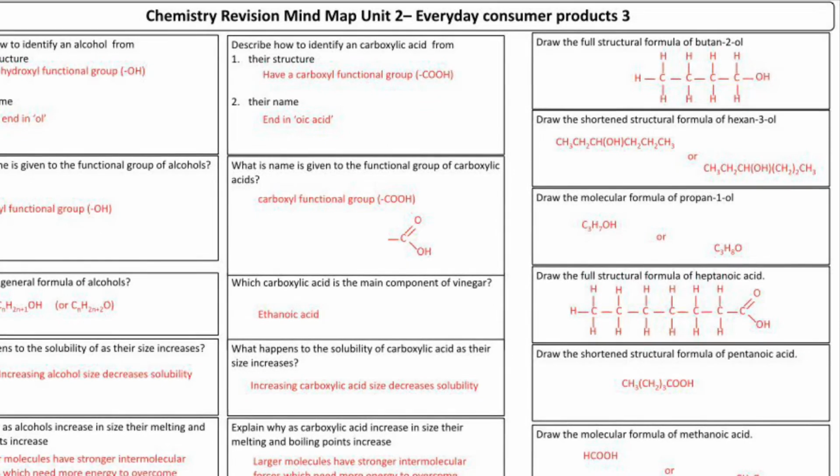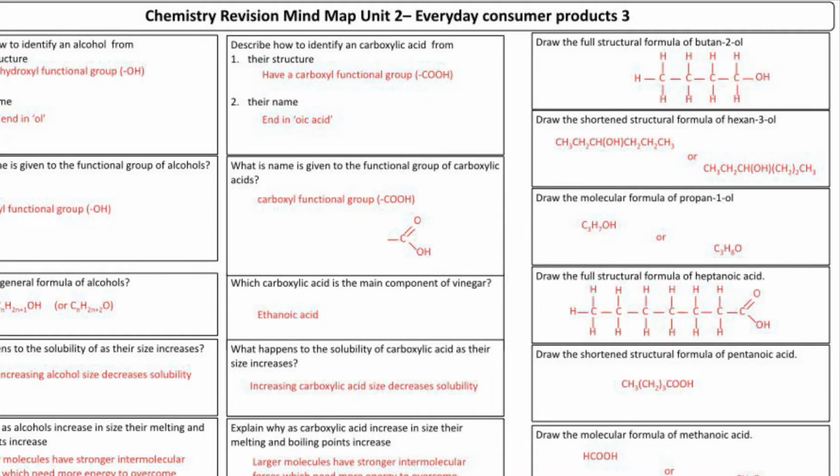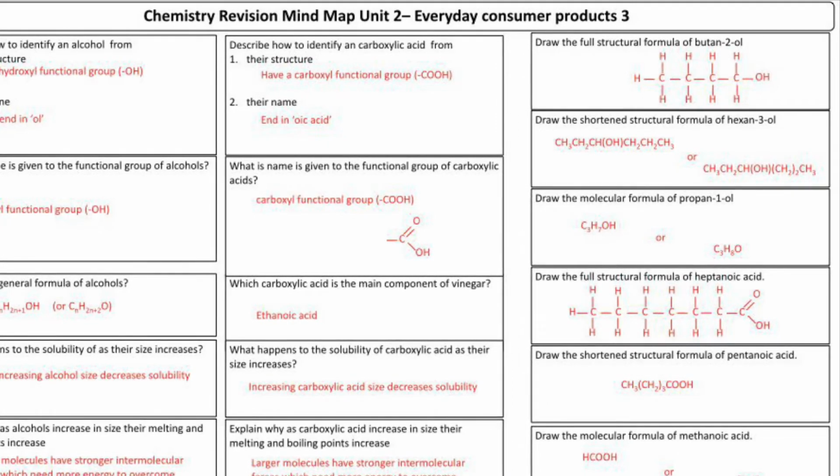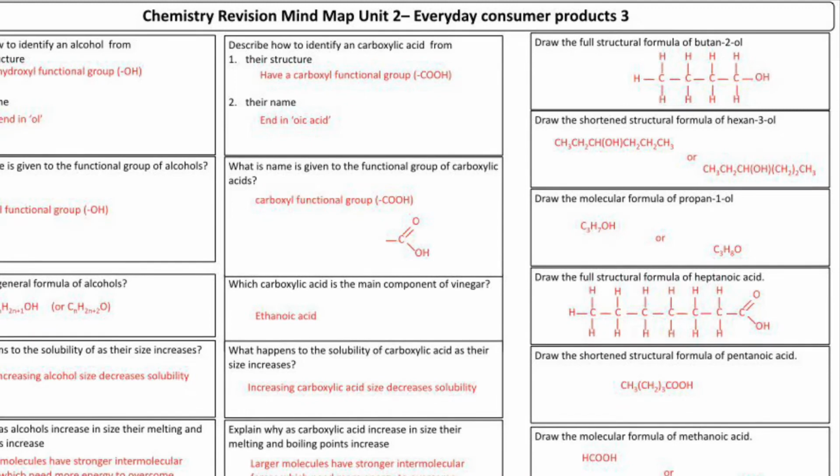Carboxylic acids have a carboxyl functional group, COOH. Their name will always end oic acid. The carboxyl functional group, as you can see, has a double bonded O with an OH from the third bond on the carbon. The most common that we come across is ethanoic acid, eth, 2 carbons, which is vinegar.